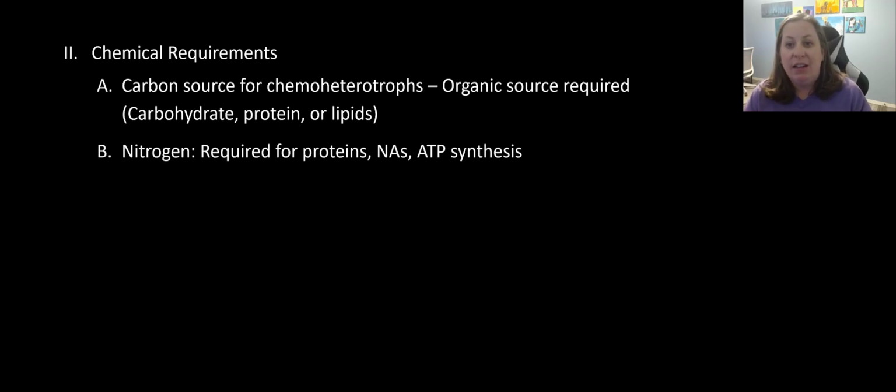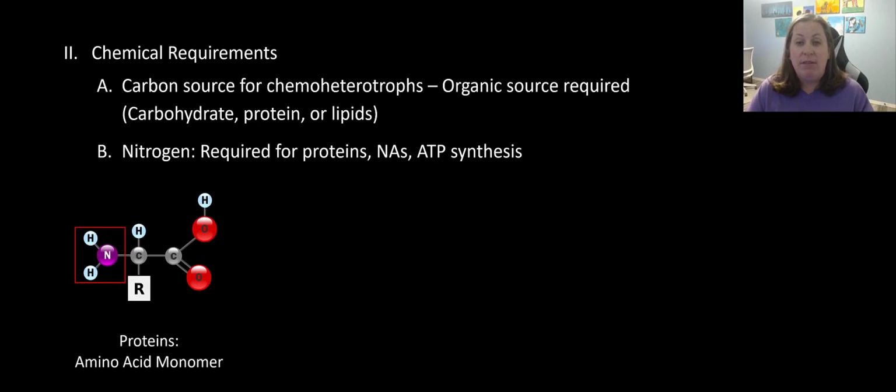We also see that they're going to need nitrogen. Nitrogen is required for them to make proteins, nucleic acids, and even ATP. Because of this, they're going to have to get nitrogen from something. And we see proteins are one of the best options for nitrogen. You can see the nitrogen here in the amine group on the amino acids that make up proteins.